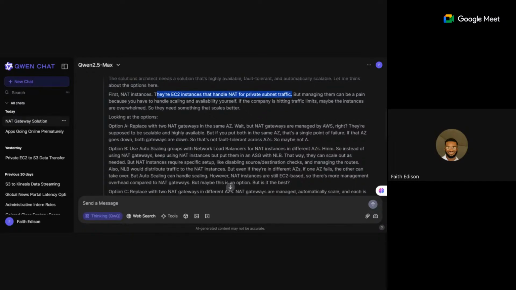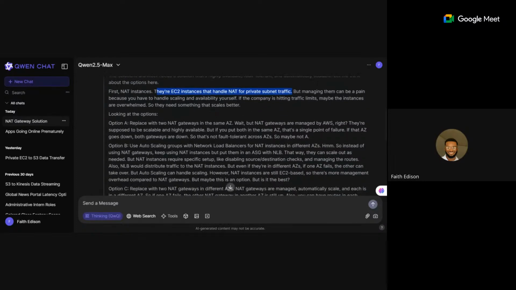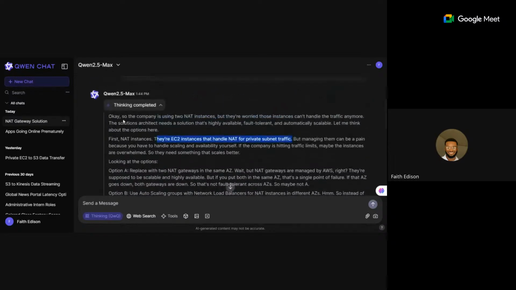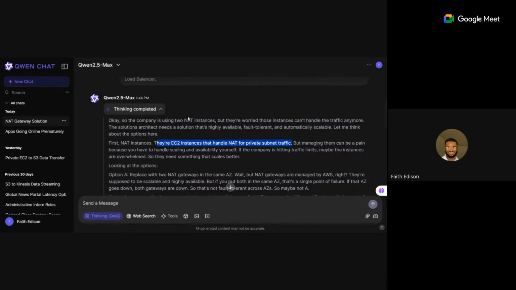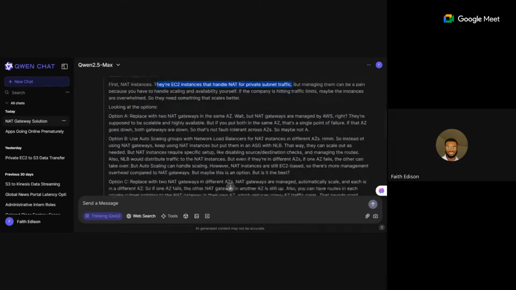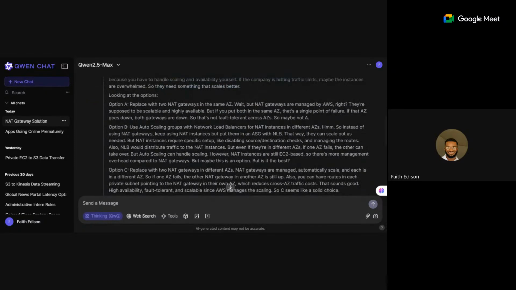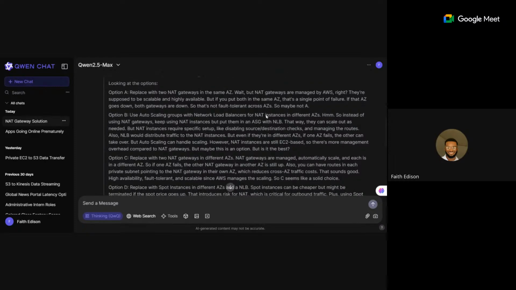So why did they not use gateway for this other one if it's managed by them and that's the difference? Let me see if it talks about gateway. So if they're in the same AZ, that's a single point of failure. That's what it says there.